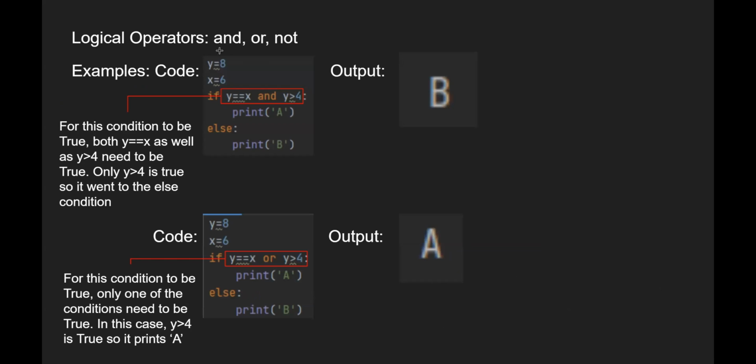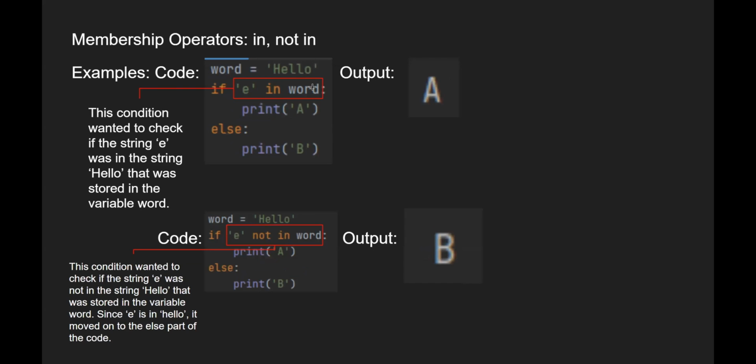We can also use logical operators, they're and, or, and not. So if we said y equals 8 and x equals 6, if they're equal to each other and greater than 4, print A or else print B. Since that's false, we print B. But if they're equal to each other or if y is greater than 4, print A. It will print A because when you use or, only one of them has to be true for this whole statement to be true.